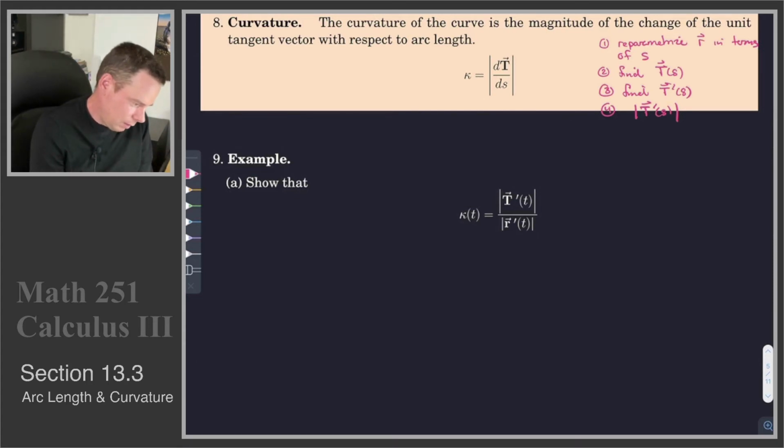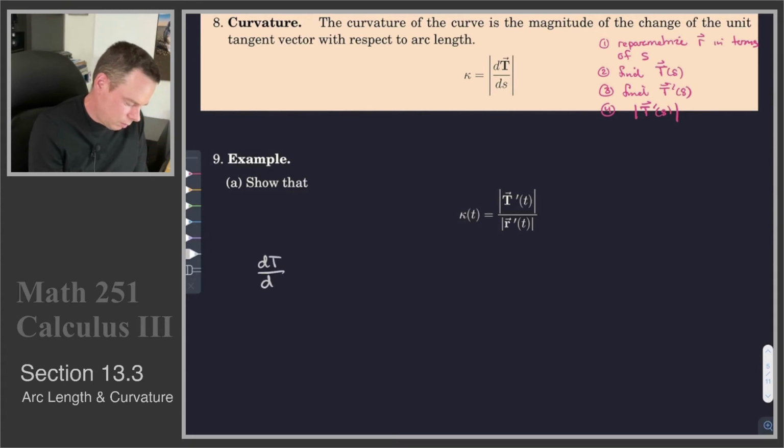Alright, so in this case, we want to show that the curvature, which is defined as the magnitude of the rate of change in the unit tangent vector, is actually able to be computed by looking at the rate of change in the unit tangent vector in the original parameter, t, rather than in the new parameter of arc length, s, divided by the magnitude of r prime of t. So how do we do this?